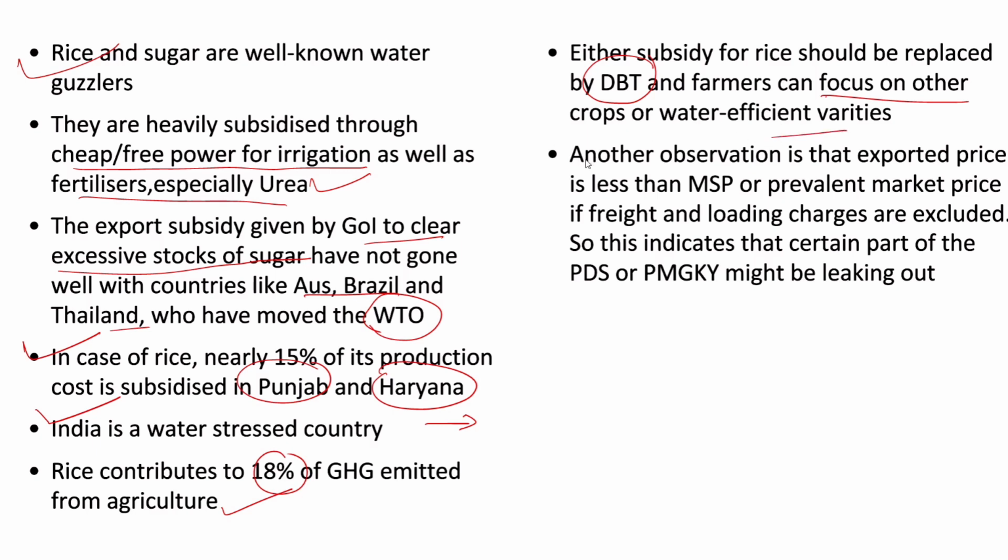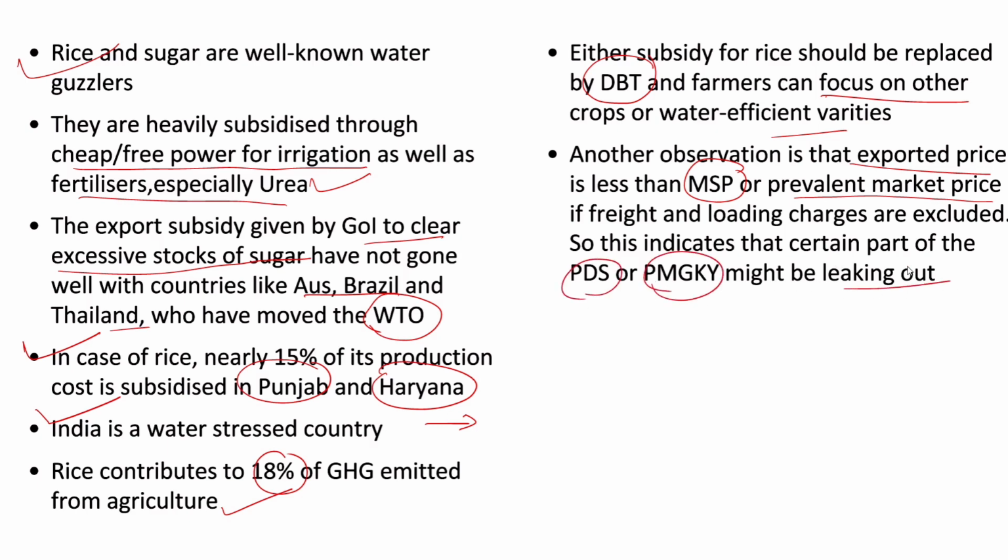Another observation that is mentioned in the article is that the exported price of these commodities, rice and sugar, is less than the MSP or the prevalent market price in India, if freight and loading charges are excluded. So, this indicates that a certain part of the public distribution system or the Pradhan Mantri Garib Kalyan Yojana might be leaking out.